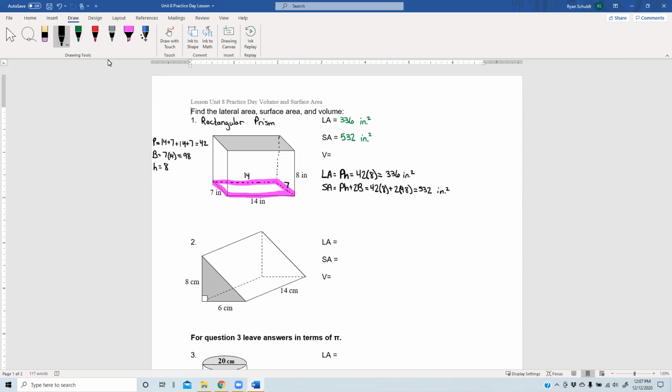And then we need volume. Volume is just BH. So B is 98, H is 8, which means we need to do 98 times 8. That will get us 784 inches cubed. So let's write our answer up here, 784 inches cubed. Okay, there we go. There's number 1.